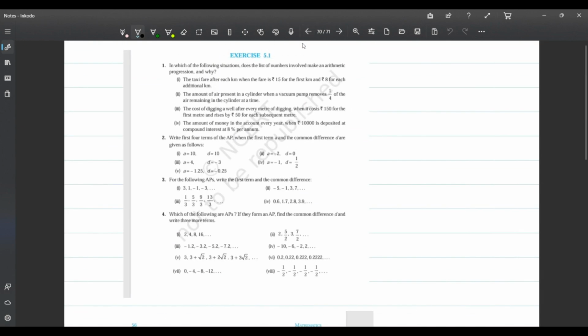Now move to the third part. The cost of digging a well after every meter of digging, when it costs rupees 150 for the first meter and rises by rupees 50 for each subsequent meter. So the cost of digging for the first meter is 150 rupees and the rest increases by 50 rupees. So we can say that it is an AP.